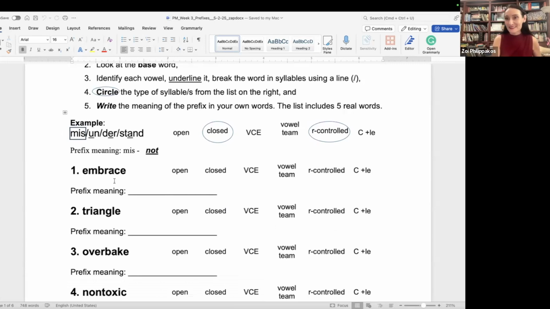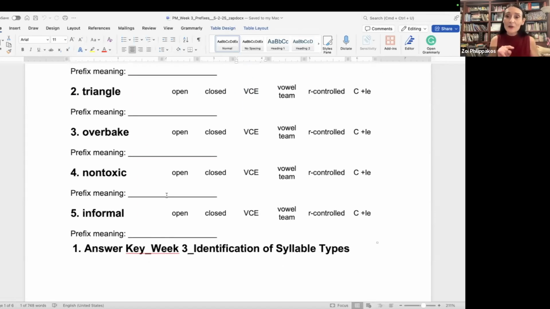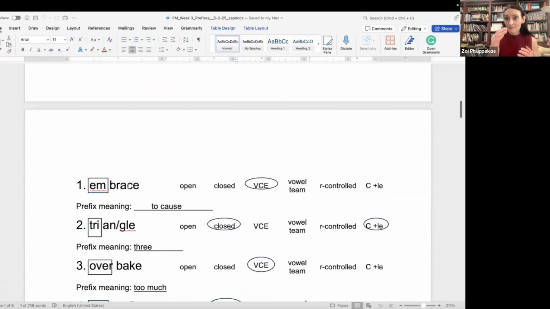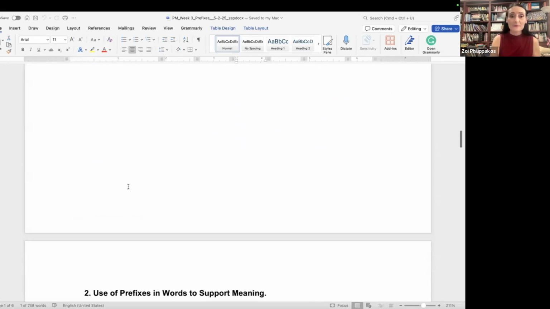And what is the meaning in this case? And what is the meaning of the word because of the function of that prefix? So we have embrace. And then the question is, again, what is the prefix? What is the meaning in that case? And then what is the type of syllable is the base. So the students will box the prefix, will identify the syllable type, in this case it will be VCE, and then they will say what the meaning of the prefix is. They may tell you what the meaning of the whole word is. That is fine. It is okay if they are able to do this. And then we provide you again with an answer key to the task.